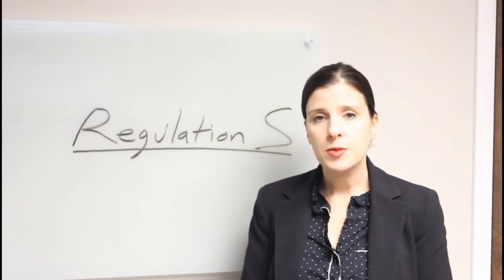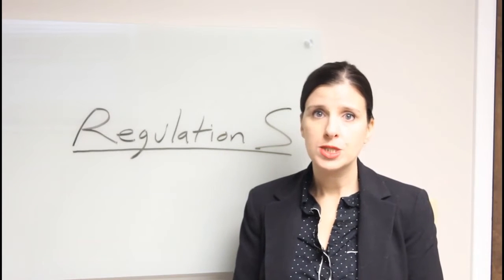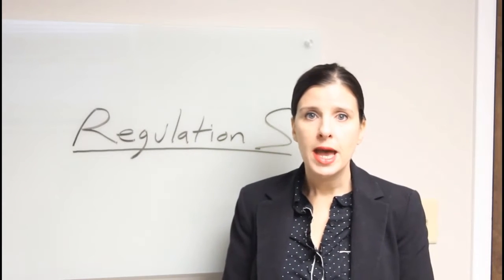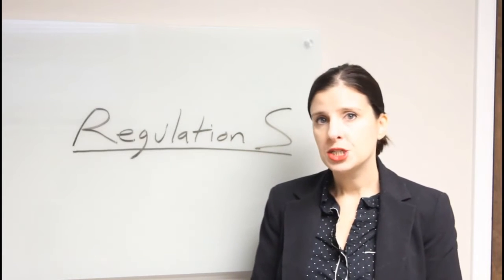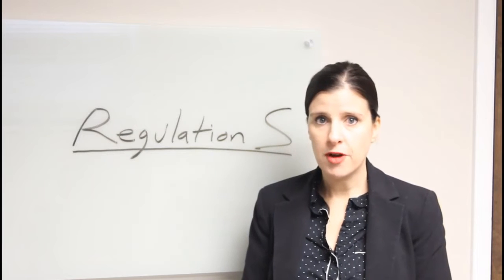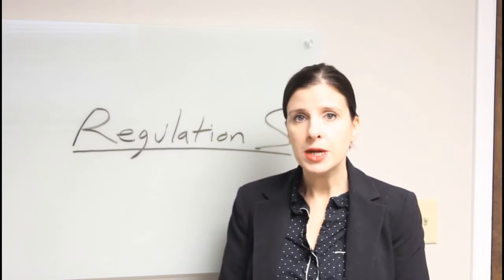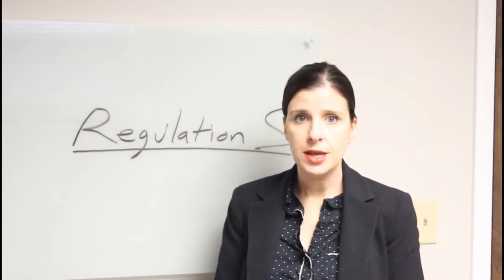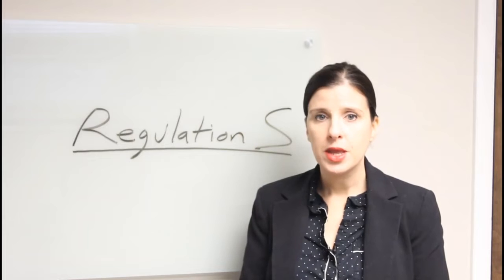There are two safe harbors under Regulation S. The first is the issuer safe harbor, which I will be discussing in this video, and the second is the resale safe harbor. The two basic conditions for the issuer safe harbor are that the offer and sale of the securities must be in an offshore transaction, and there must be no directed selling efforts in the United States.